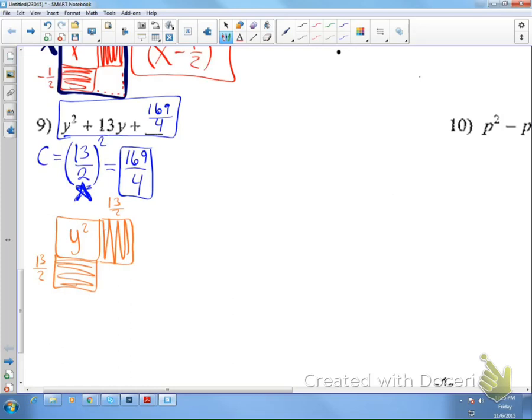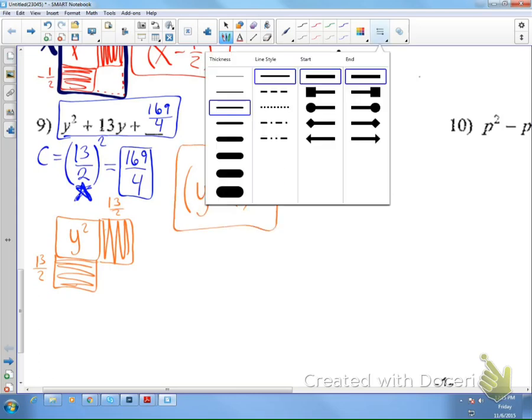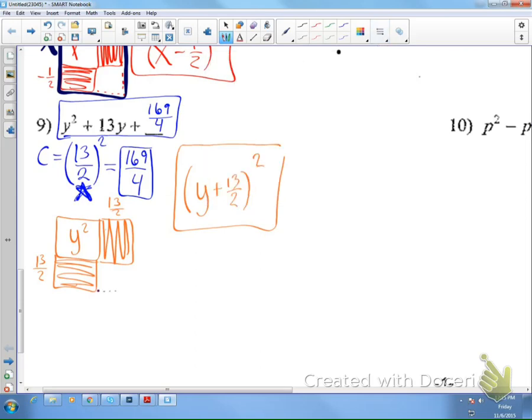Bailey, can you tell me what our perfect square binomial is, representing the length times the width? X plus 13 over 2 squared, or y. Y. Let's use the y. Y plus 13 over 2 squared. And inside this corner, we already answered this. That was supposed to be green, but the last teacher reprogrammed my green to be purple, so forget about that. In this corner, how many green tiles are there? This is C. How many green tiles are there? 169 over 4. So it's a perfect square.